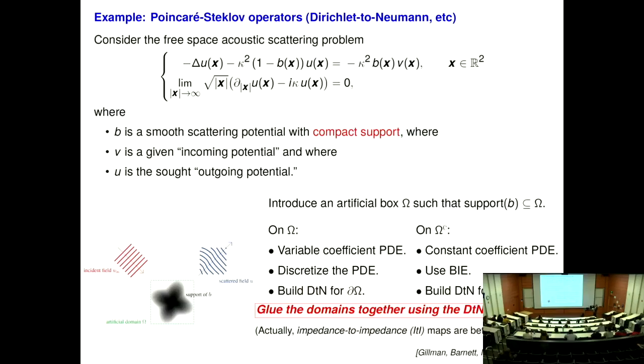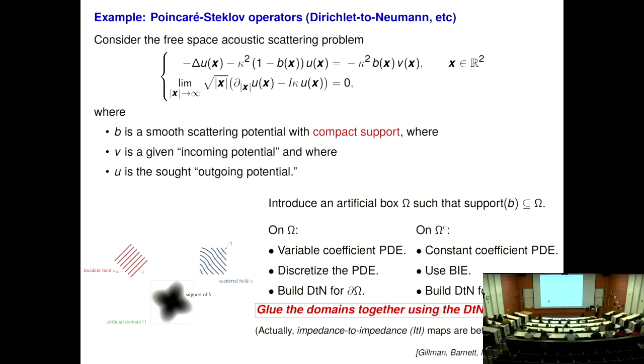Now, how do you solve this? You have an unbounded domain with constant coefficients out here, so you should use the boundary integral equation. But then on the inside, you have variable coefficients, so you need to use something like a finite element method. So how do you get them to talk to each other? The DTN map. You build the DTN for the interior, the DTN for the exterior, and that gives you a way of gluing these things together.